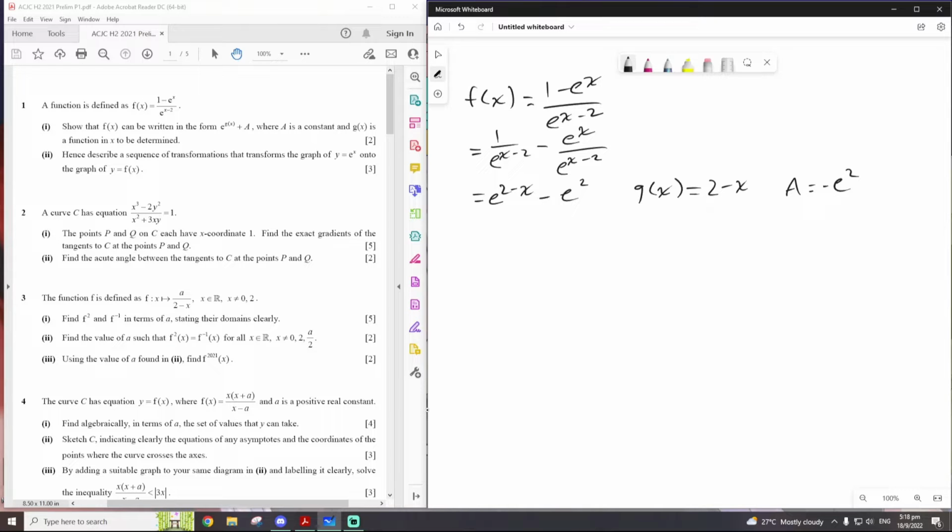Okay, that's the first part. Second part, describe a sequence of transformations to transform the graph of y equals e power x onto f of x. Okay, let's see. There's a couple of ways you can go about it. I'm going to translate 2 units to the left. So if I translate y equals e power x 2 units in the negative x direction, which is towards the left, you replace x by x plus 2. Then I will reflect this in the y-axis to change x to negative x. Finally do the translation of negative e squared.